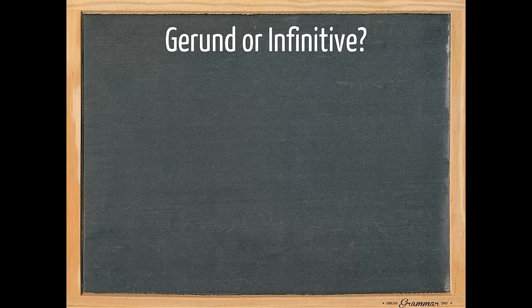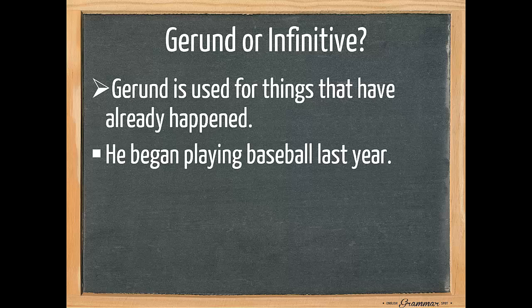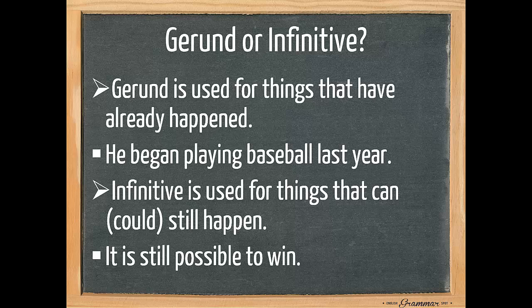Now, as I said in the beginning of this video, people tend to be sort of troubled by the gerund and the infinitive, thinking that you either use the gerund or the infinitive, and there are strict rules to that. It is more complicated than that, but generally we can say that the gerund is used for things that have already happened. For example, he began playing baseball last year, as opposed to the infinitive, which is used for things that can or still happen. So it is still possible to win, or he will begin to play baseball next month, for instance. So that's generally the difference then between the two.